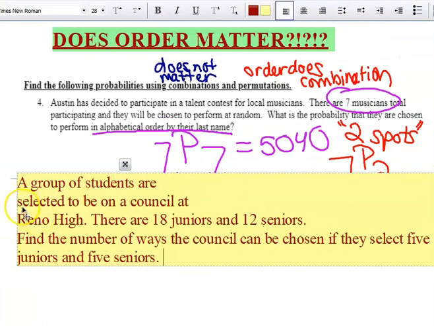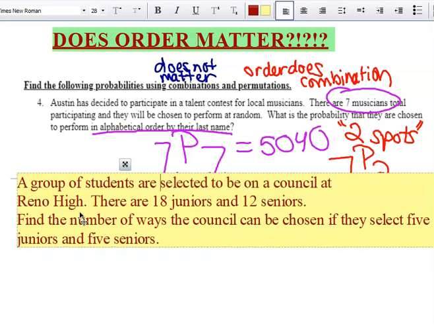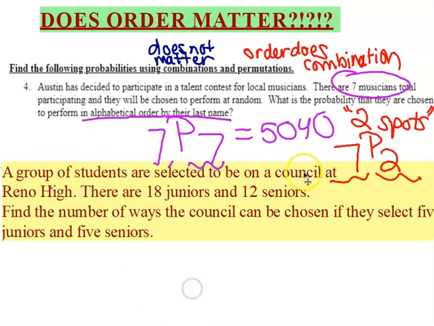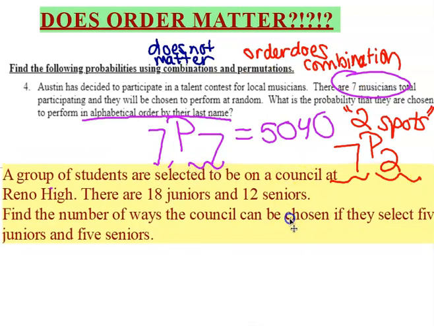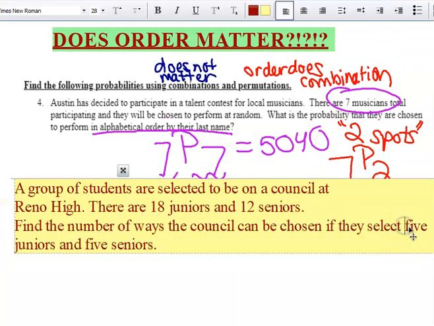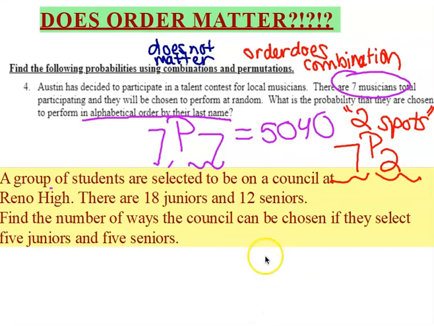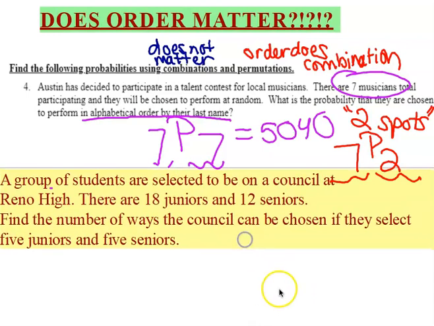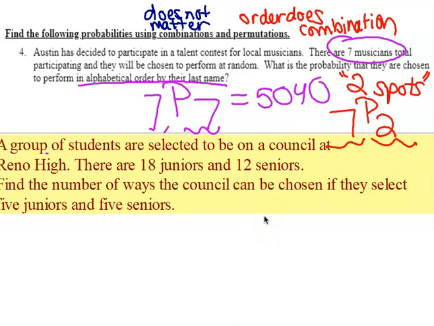If you want to just cross that out and make a note to this information, I found this question from the ACT website, and I thought it was a great question to talk about. Sometimes with these word problems, they don't want you to actually solve it. They just want you to set it up. So a group of students are selected to be on a council at Reno High. There are 18 juniors and 12 seniors. Find the number of ways the council can be chosen if they select 5 juniors and 5 seniors.